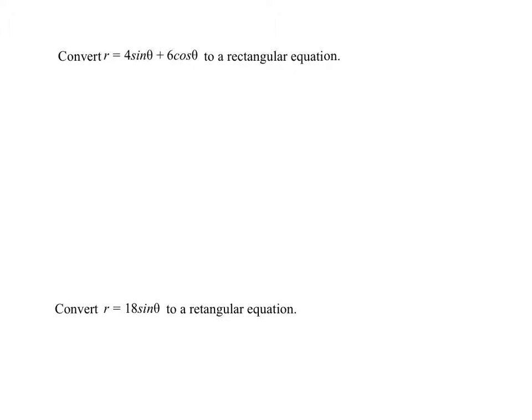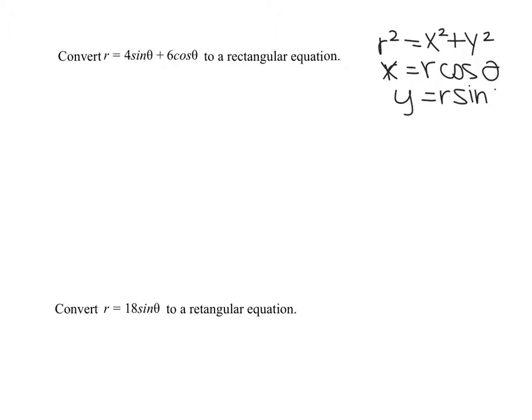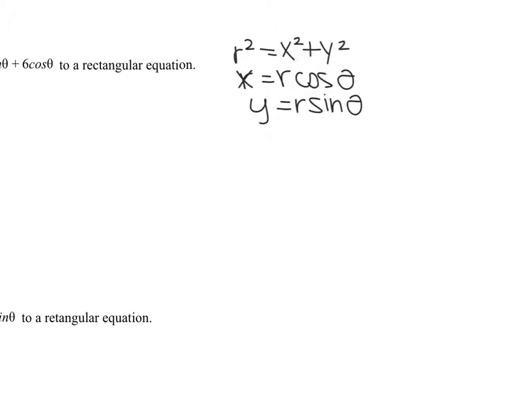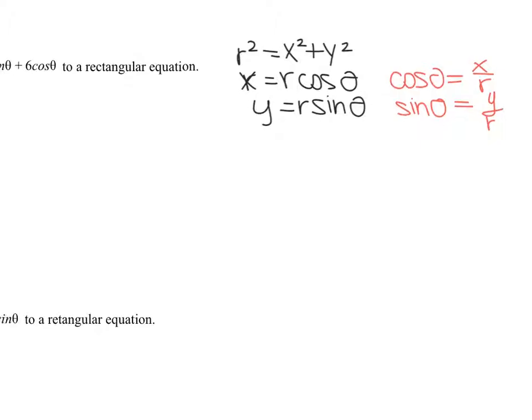So when we're converting a polar equation to a rectangular one, say r equals 4 sine theta plus 6 cosine theta, we're actually going to use that r squared equals x squared plus y squared, and we're still going to use x equals r cosine theta and y equals r sine theta. Because if I solve for sine and cosine using these equations, we get that cosine theta equals x over r and sine theta equals y over r. And that's what we're going to use here to help us convert.